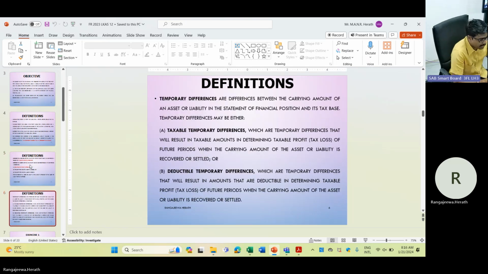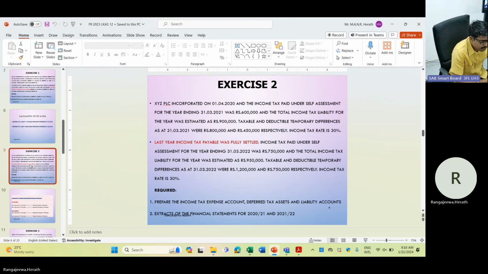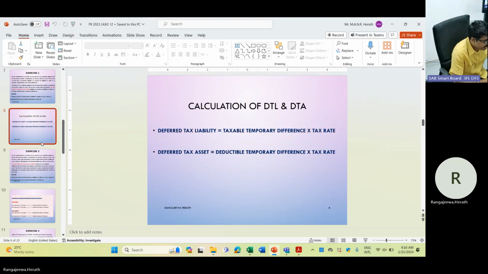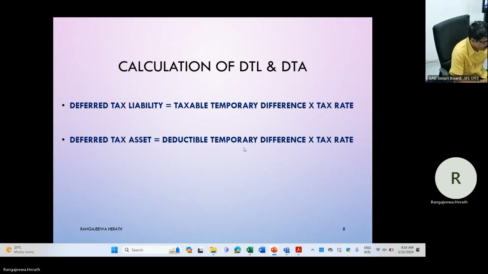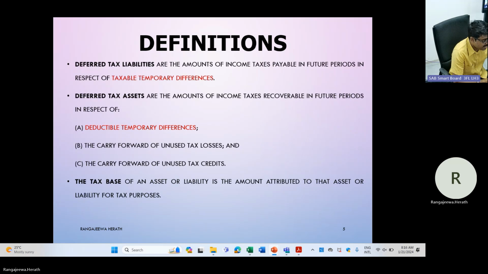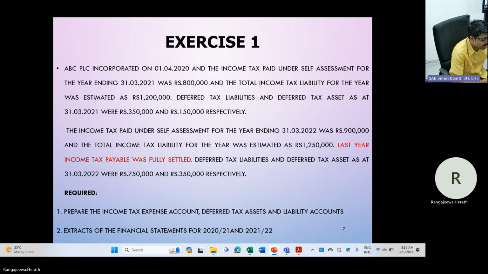Okay. With LKS 12, there we discuss the accounting treatment for deferred tax. When a deferred tax liability is created, income tax expense debit, deferred tax liability credit. When the deferred tax asset is created, deferred tax asset debit, income tax expense credit.